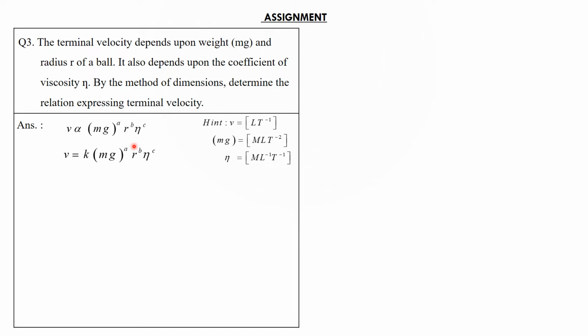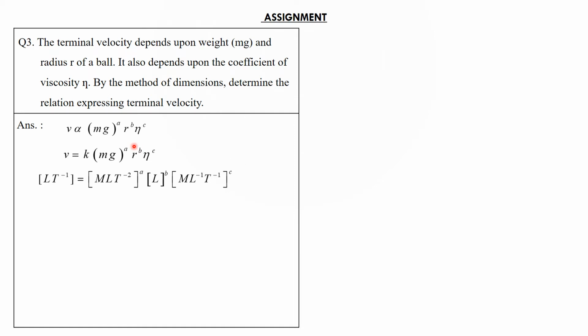Now the dimensions for velocity are LT^-1, mg is MLT^-2 and eta is ML^-1 T^-1. So let's put all the dimensions now. Okay, so here M is a plus c in powers, L to the power of a plus b minus c, and T to the power of minus 2a minus c.